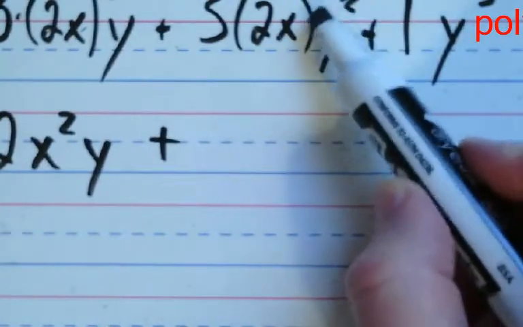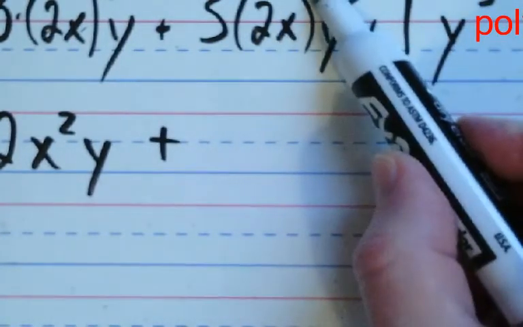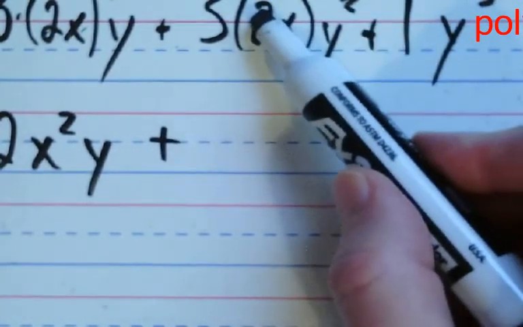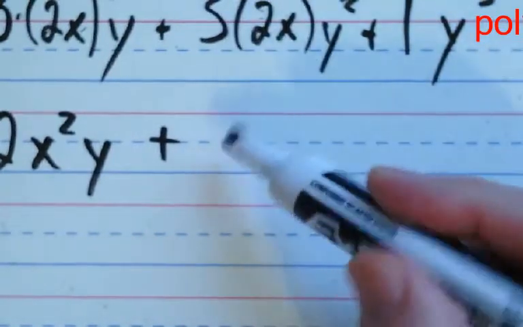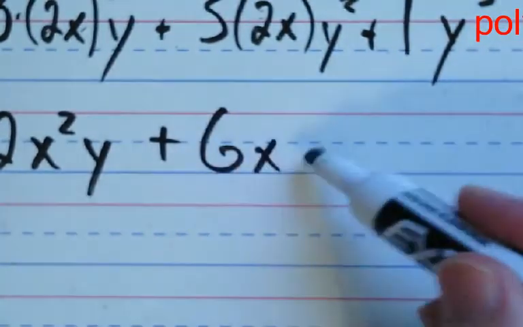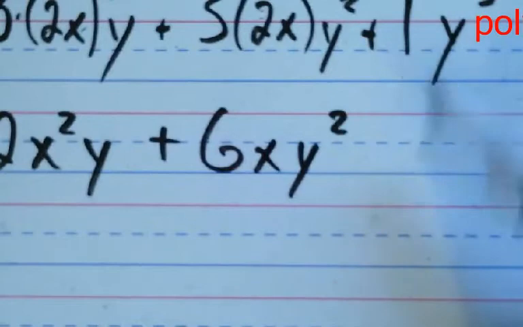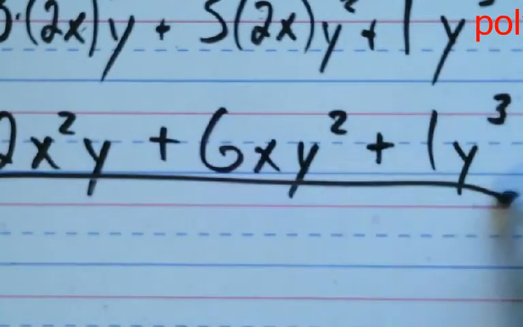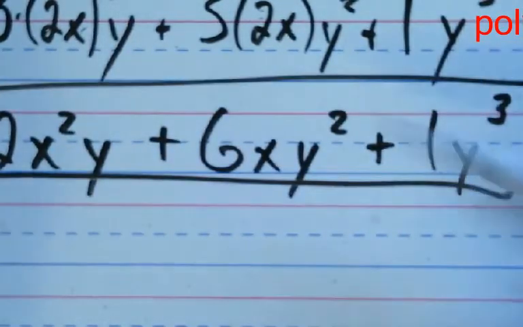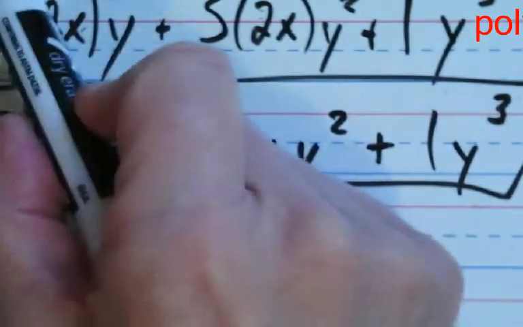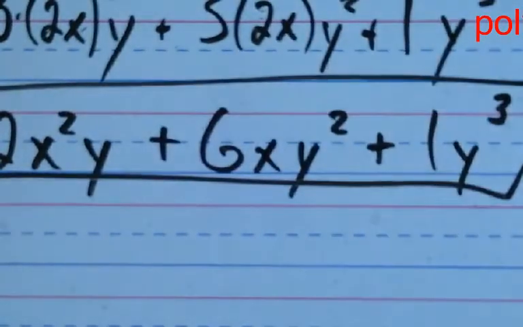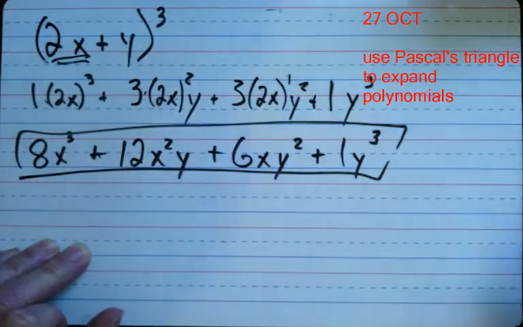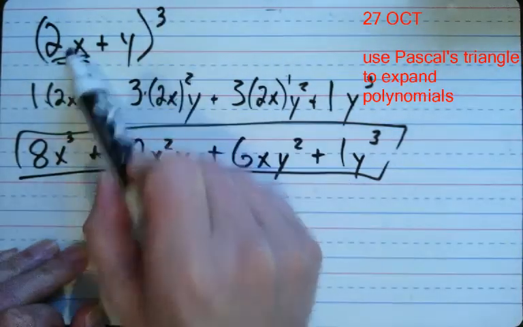Now then, the 1 is distributed, so this is x to the 1, and this is 2 to the 1. Well, 2 to the 1 is just 2. 2 times 3 is 6. x, y squared. And then the last one, y cubed. That's the answer right there. 2x plus y. Oh, look at me. Silly boy. Here I was talking. So, 2x to the third.